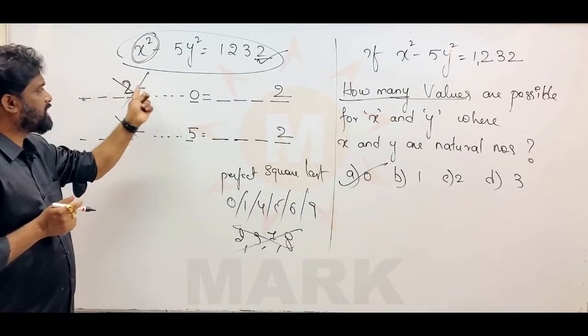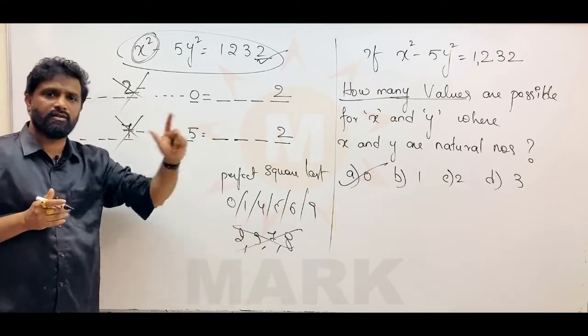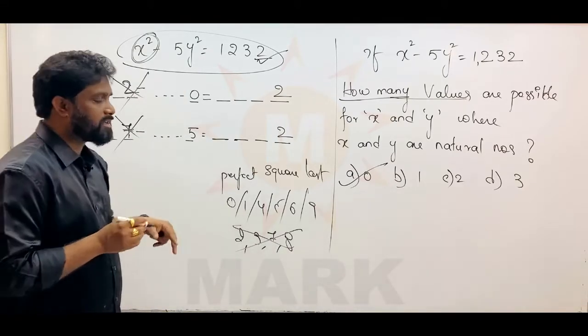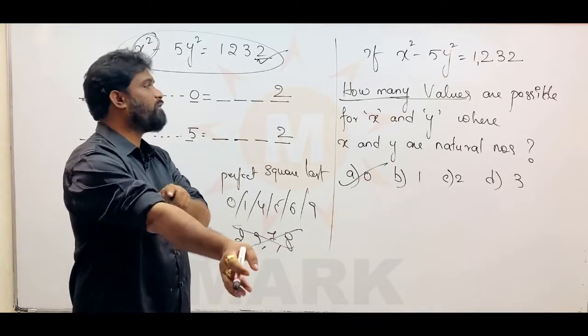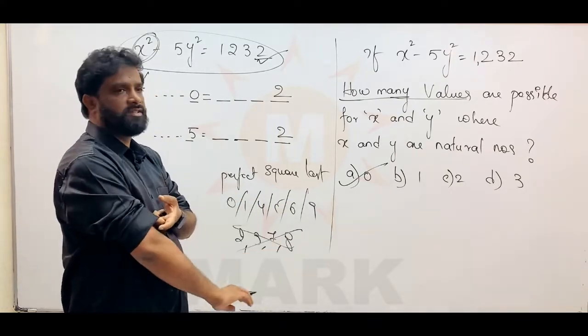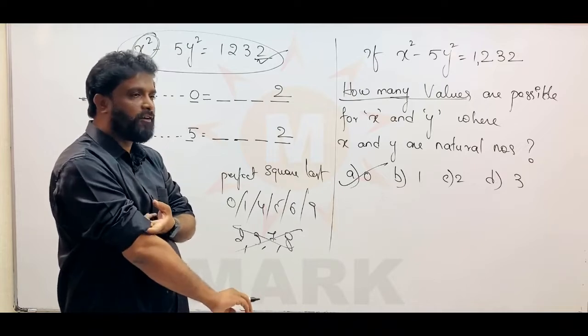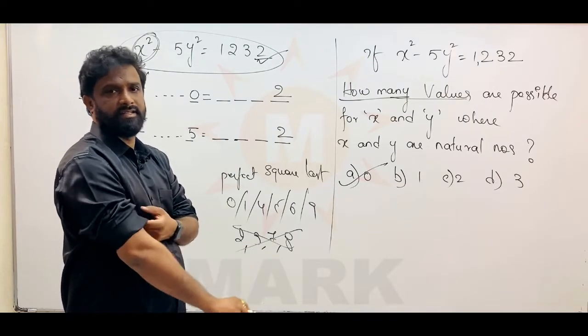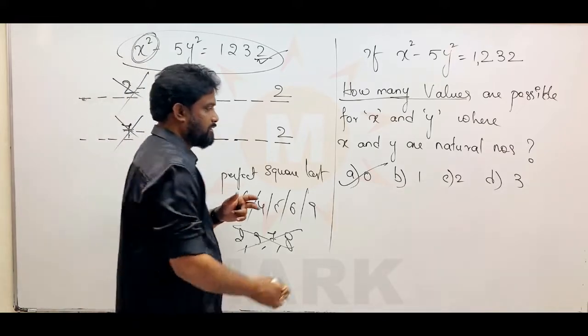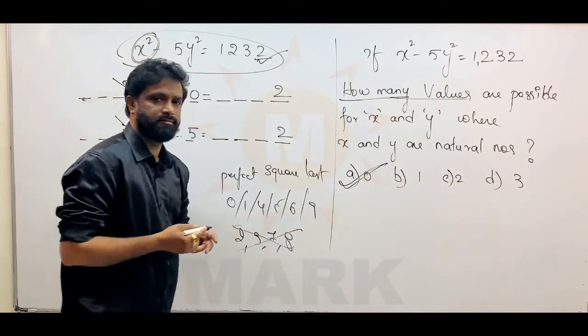Everywhere we have checked the last digit, even in the square section also. So there are no values which can satisfy this equation, because I cannot find any perfect square which ends with 2, 3, 7 or 8. That is the reason why 0 is the correct answer for this question.